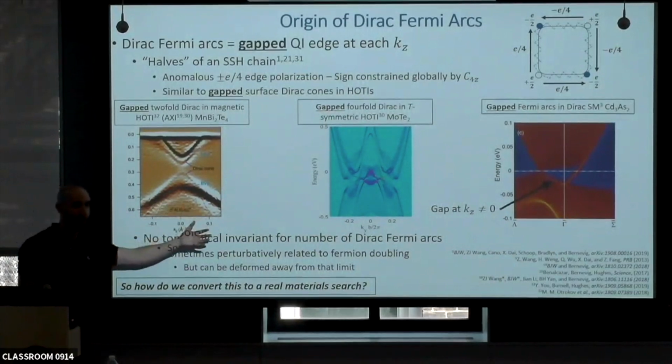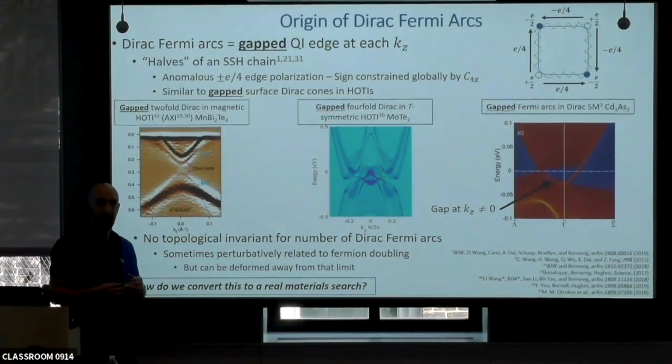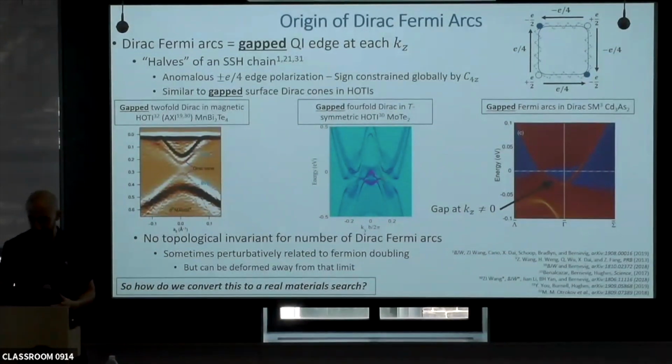So sometimes I can say this is related to fermion doubling, and I can count the number of Dirac cones and tell you, oh, this is the surface of a HOTI. But it's not controlled. You have to express some order of limits with spin orbit coupling or something like that.